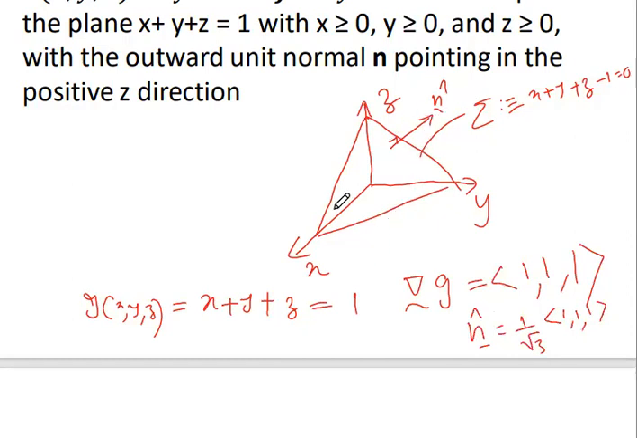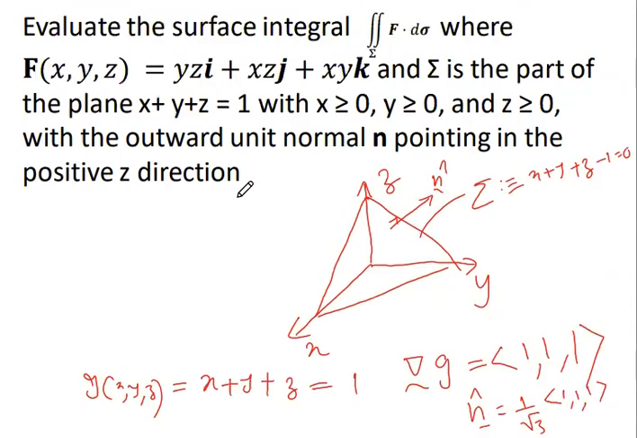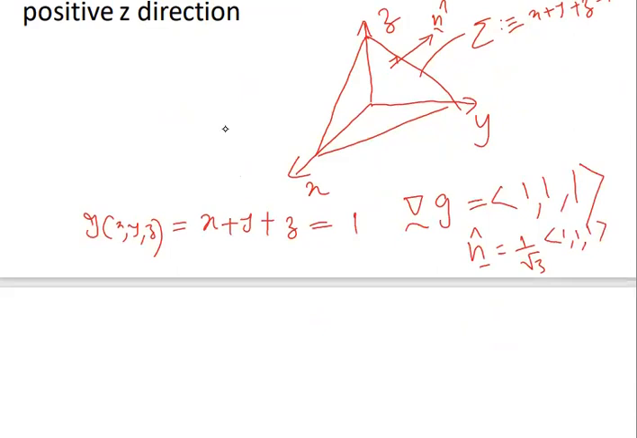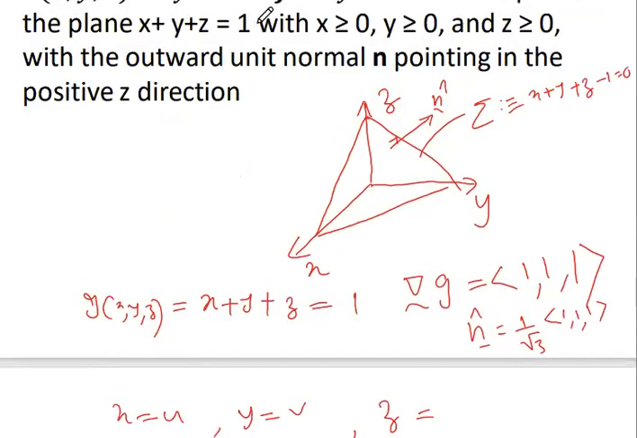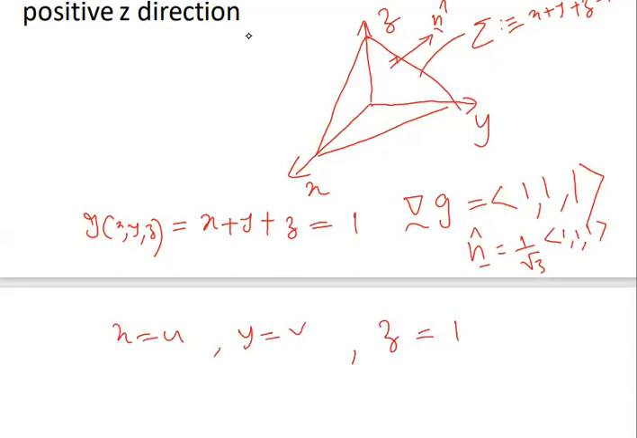We found that. Now let's write this in terms of u and v. So x is equal to u, y is equal to v, and z can be written in terms of u and v as 1 minus u minus v. And what are the ranges of u and v? I think this is 0 to 1 for both.